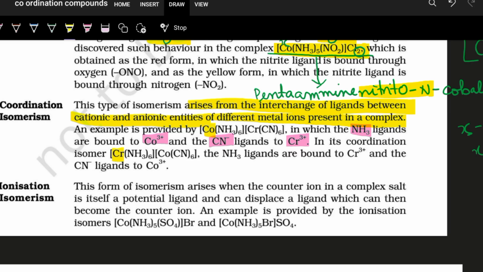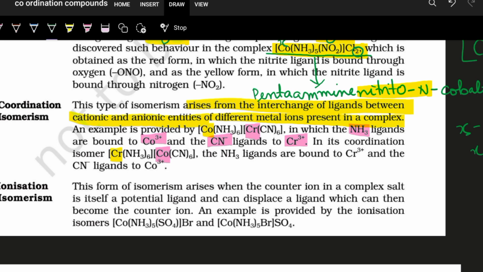In the previous case NH3 was attached to Co. Now in the next isomer NH3 is attached to Cr and here CN was attached to Cr and now CN is attached to Co. So this is what is known as coordination isomer. If you try to actually name them, how can be the naming? Say we can try with one of the isomers. This will be hexaammine.